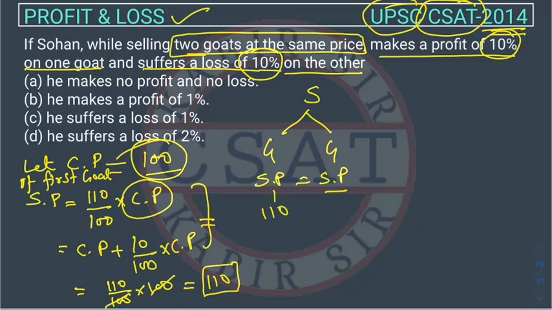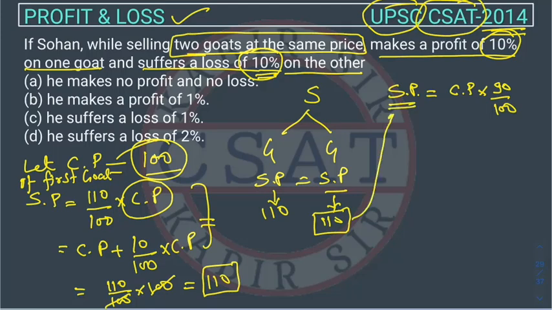If the selling price of this goat is 110, then the selling price of this goat will also be 110, because it is given in the question that the selling prices are the same, right? So now for the second goat, the selling price of the second goat is equal to, we don't know the cost price of the second goat, right? But we know that he is making a loss of 10%. So 100 minus 10 will be 90. So it will be 90% of CP, right? And this we know from here it will be 110.